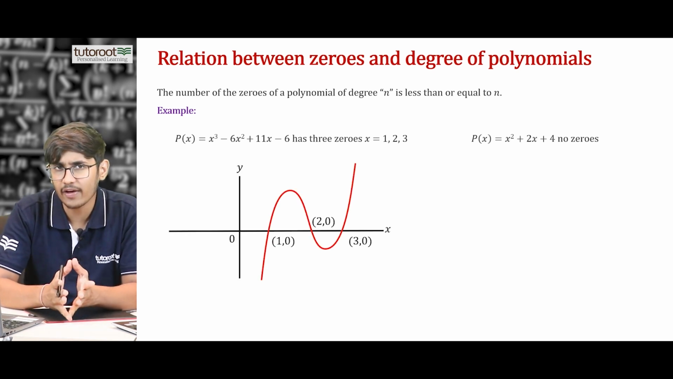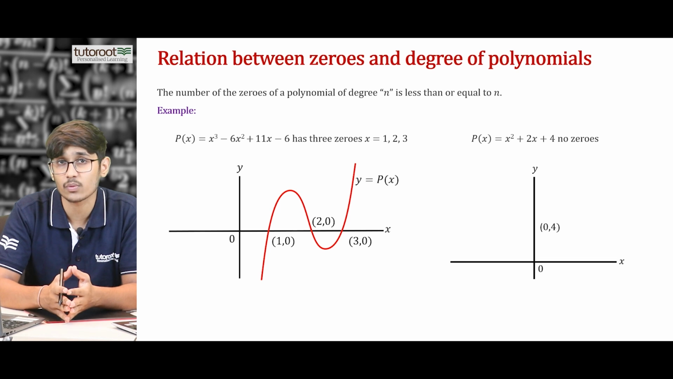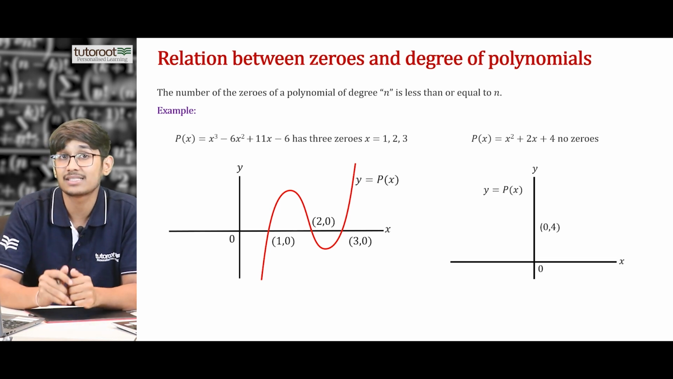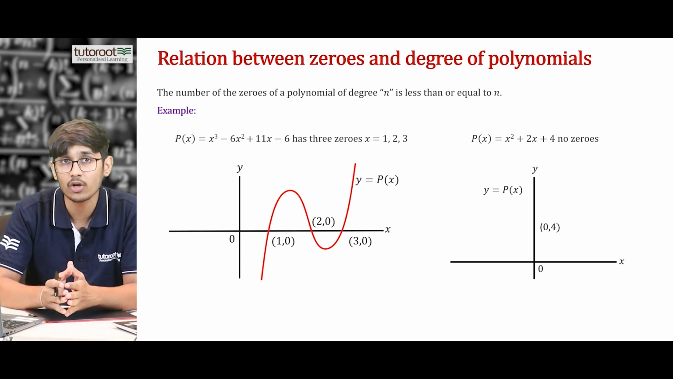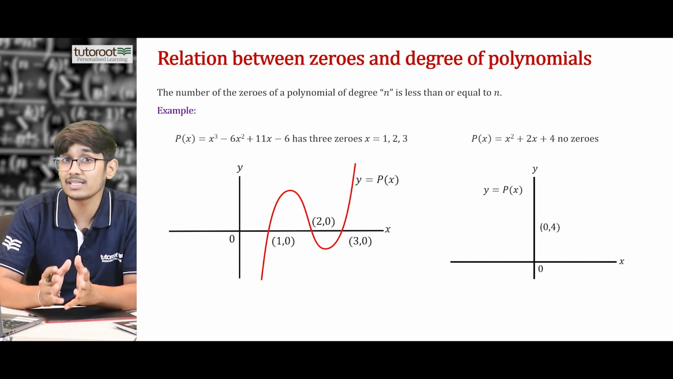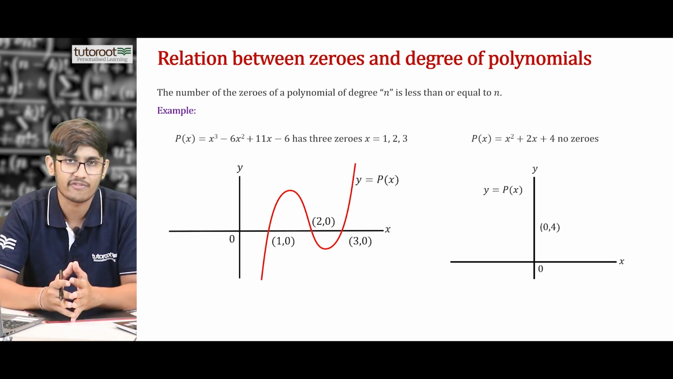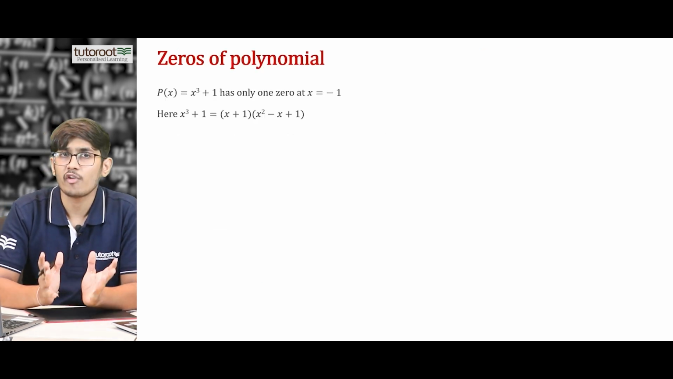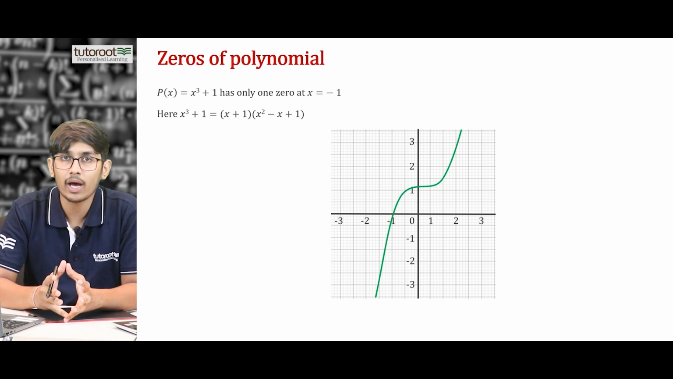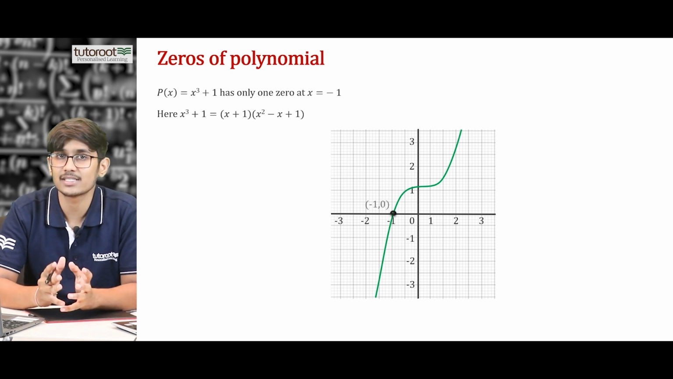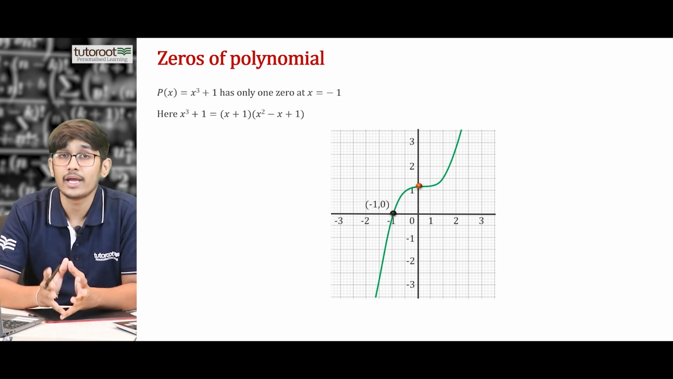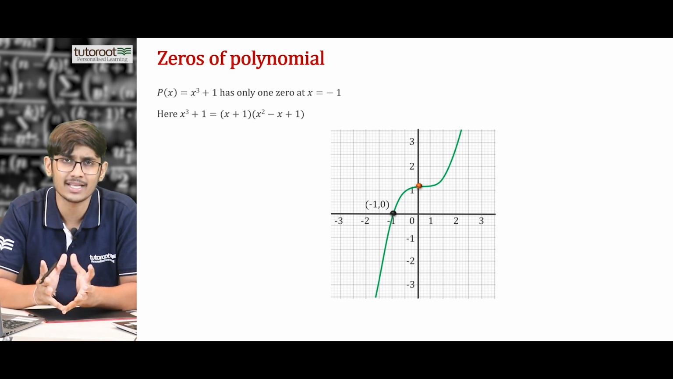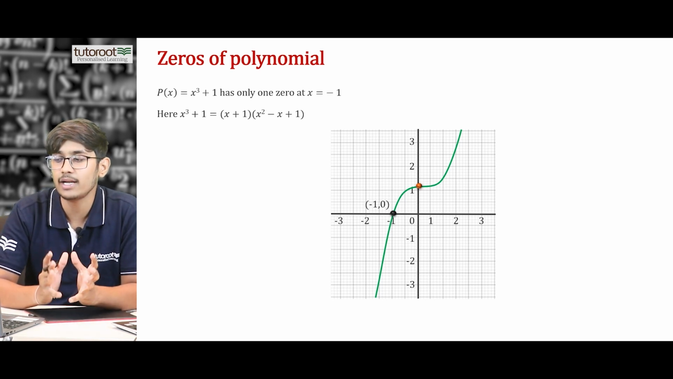For example, p of x equals x cube minus 6x square plus 11x minus 6 has 3 zeros. x equals 1, 2 and 3, because the polynomial curve is intersecting at these 3 points. You can see it in the graph. Now let's look at the zeros of the polynomial p of x equals x cube plus 1. It has only 1 zero at x equals minus 1. Here x cube plus 1 equals x plus 1 into x square minus x plus 1. You can look at the graph being shown on the screen.